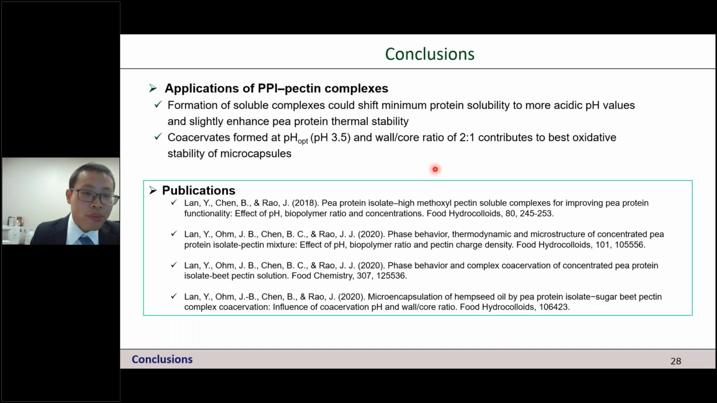As for application of the complexes, formation of soluble complexes could shift minimum protein solubility to more acidic pH values and slightly enhance pea protein thermal stability. As for microencapsulation, coacervates formed at pHopt, pH 3.5, and a wall-to-core ratio of 2:1 contribute to the best oxidative stability of microcapsules.